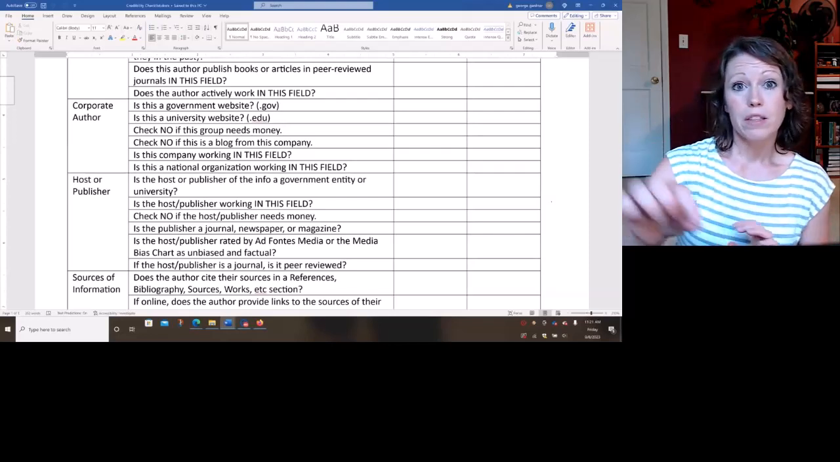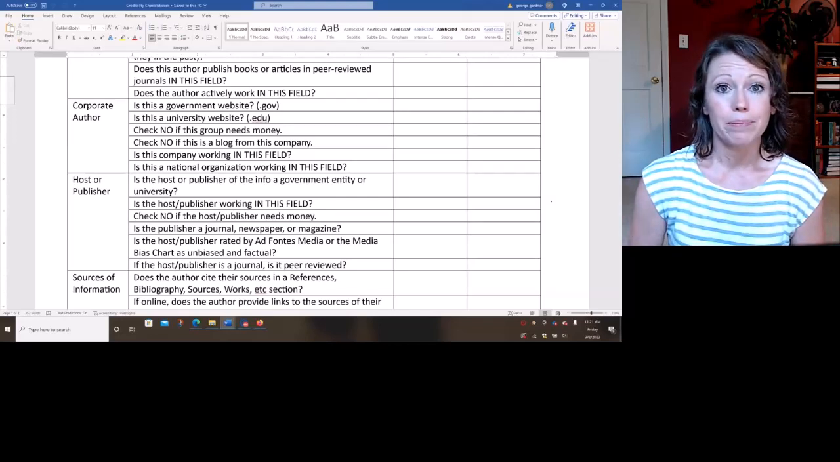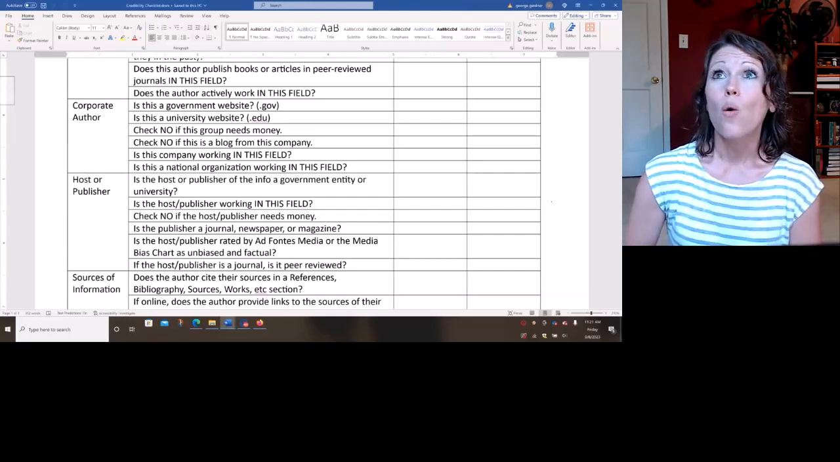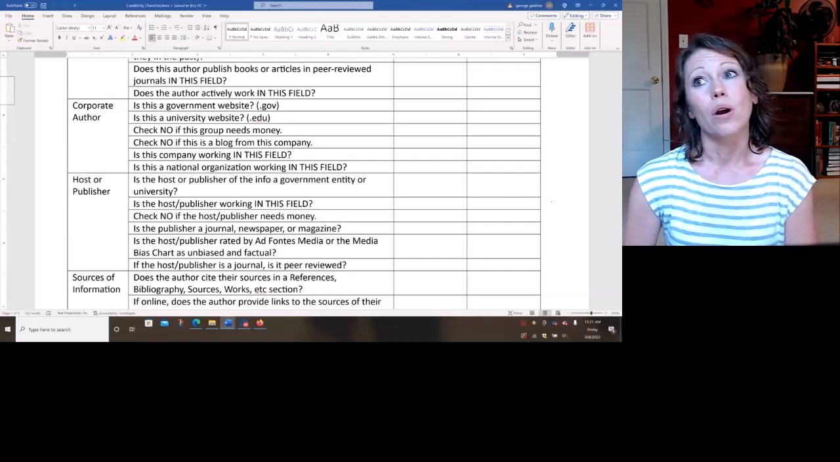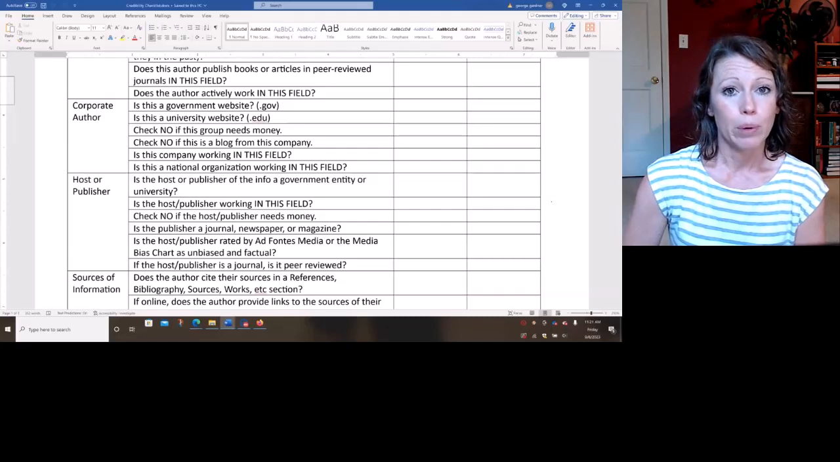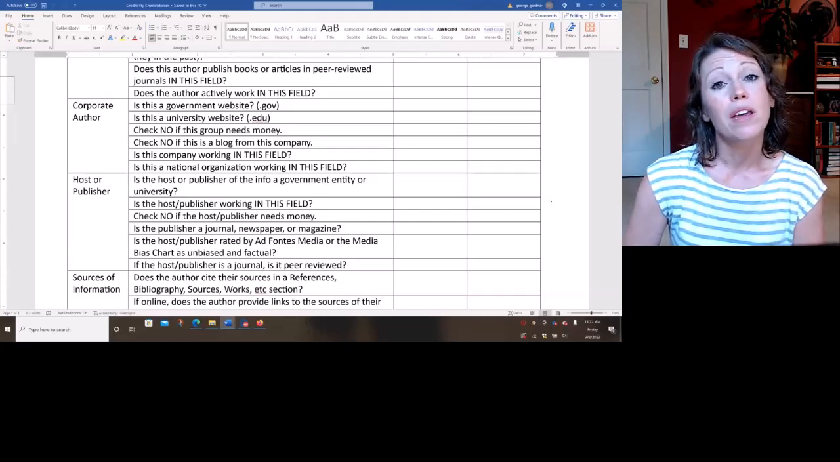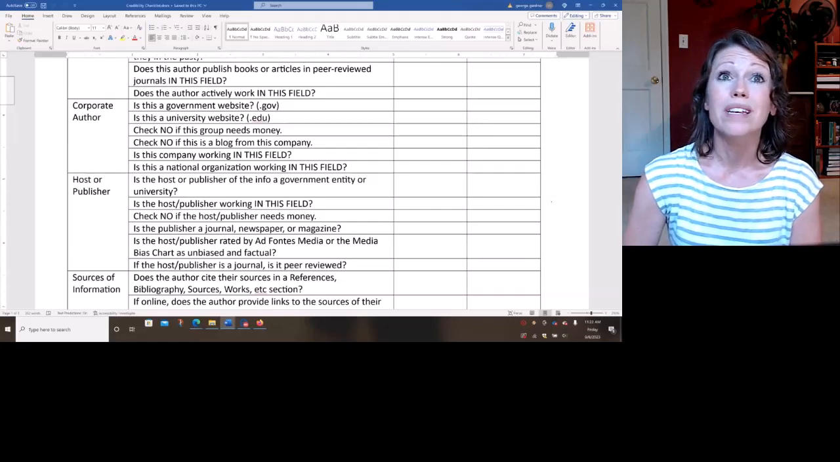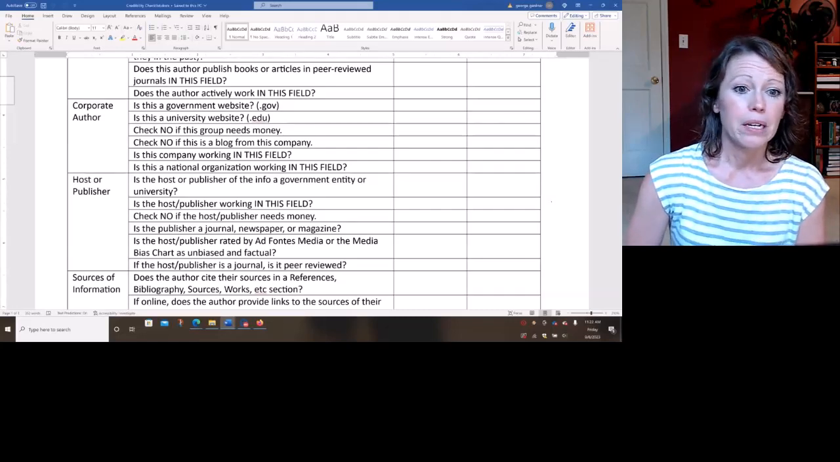Check no in the no box if this group needs money. If they are trying to get donations, or if they take donations, or if they are actively recruiting or advocating or anything like that, if they want money or volunteer time, then put a ding in the no column, because they're probably not reliable. The information that they give you is going to be slanted towards getting what they want. That makes them less reliable.